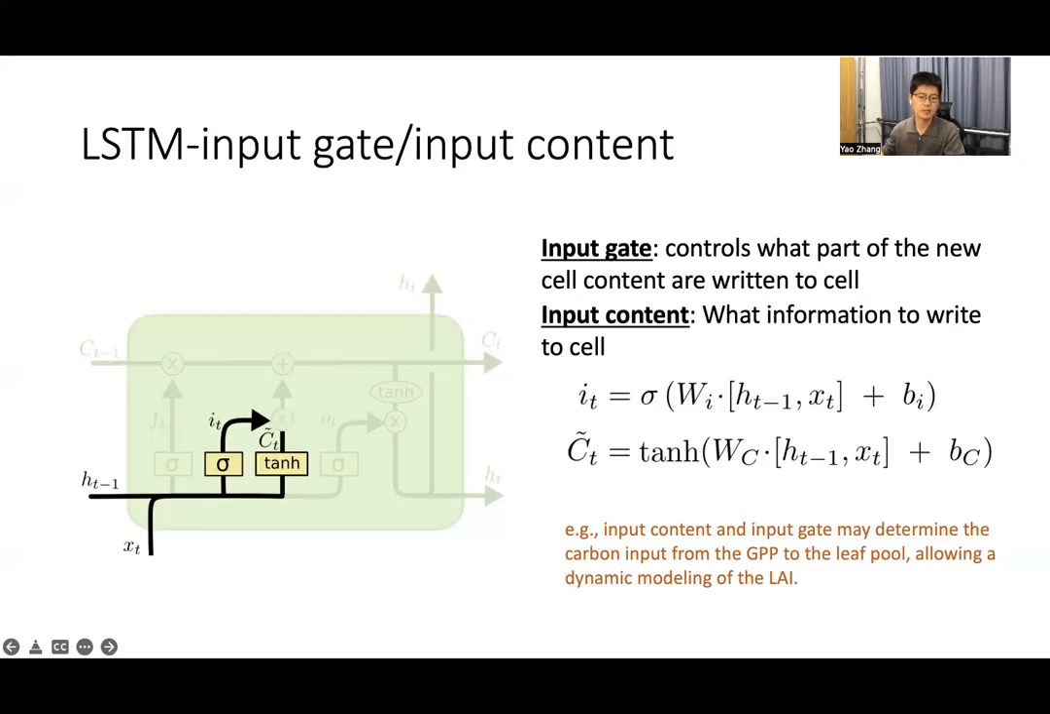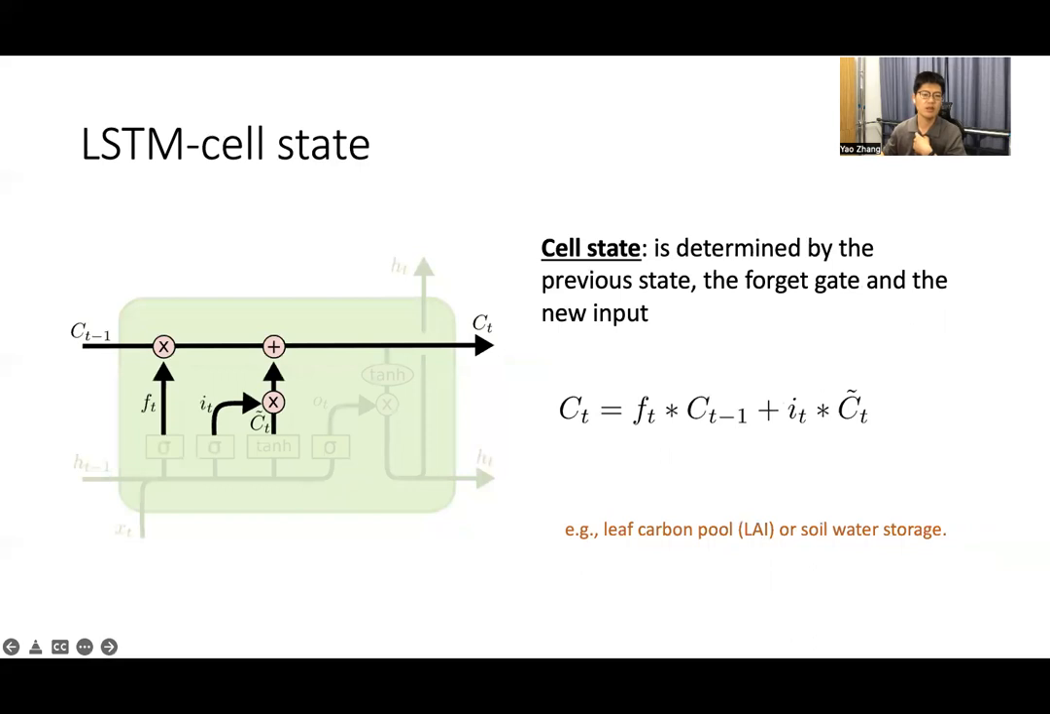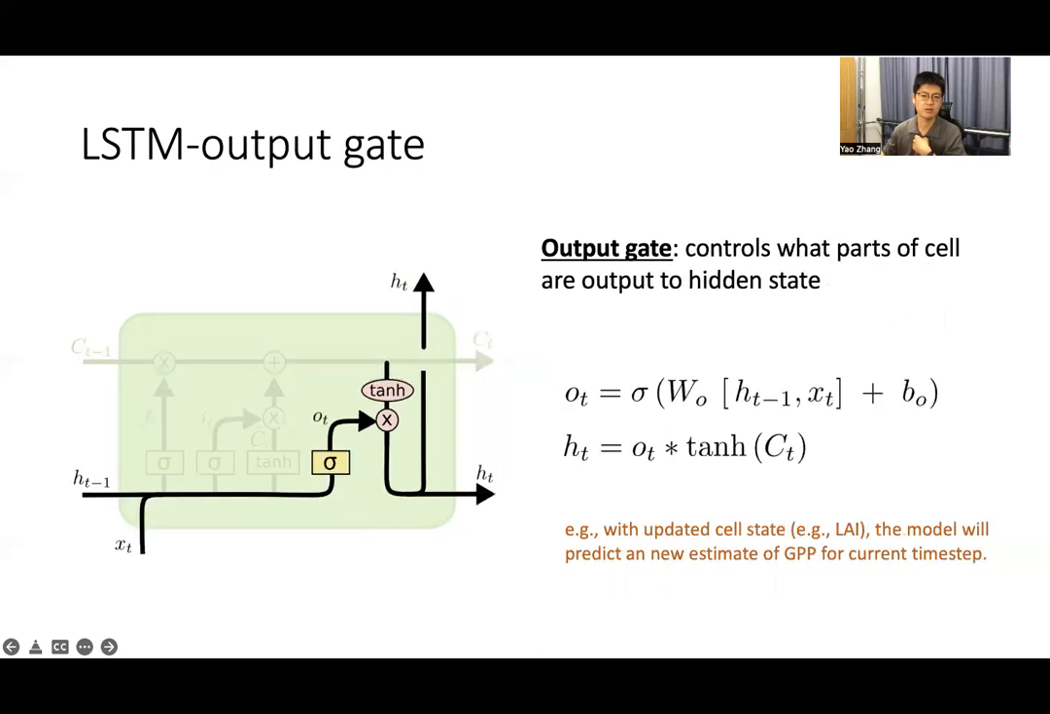So we use the tanh function here so that the results will be in the range between -1 and +1. In our example, the input content and the input gate may determine the carbon input from the GPP to the leaf pool, allowing a dynamic modeling of the LAI. The cell state is determined by the previous cell states, the forget gates, and the new input. So it is represented in this mathematical function.